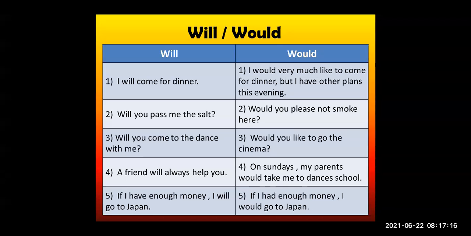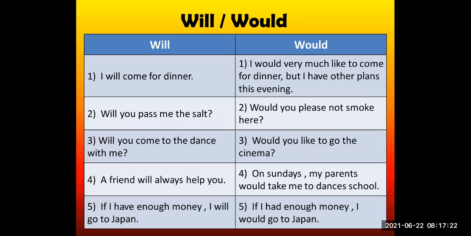Will and would are used in four different ways. First one is futurity. When we are talking about any future, we use will. When you are requesting or offering, we use will and would. When we are talking about any habit, we use will. Any condition is there, we are using will. Let's see by the examples.